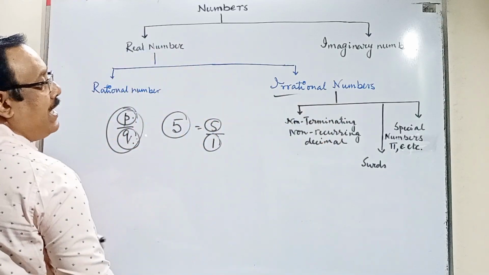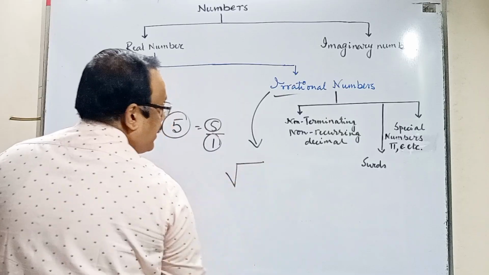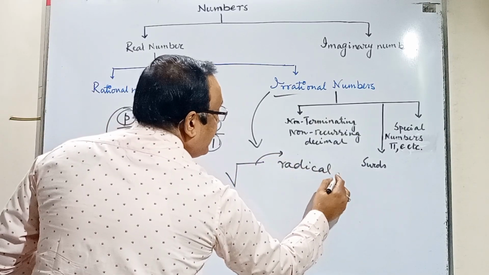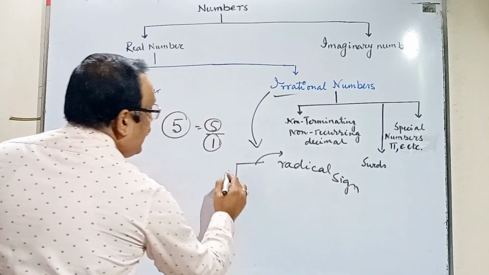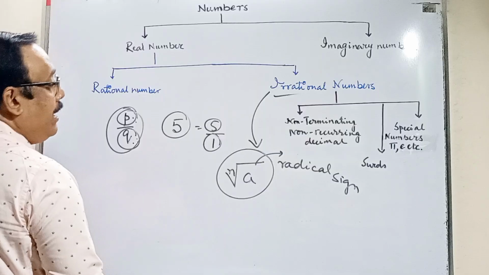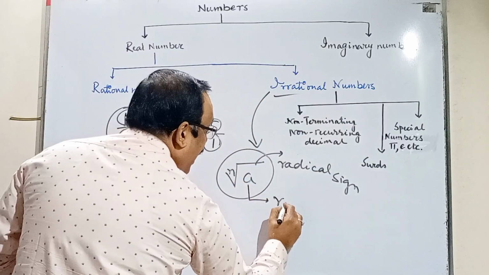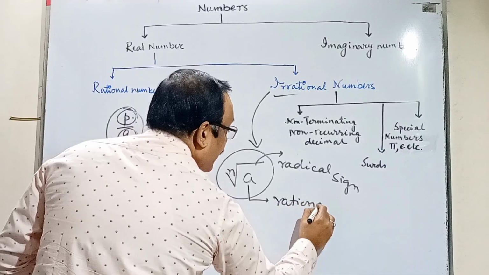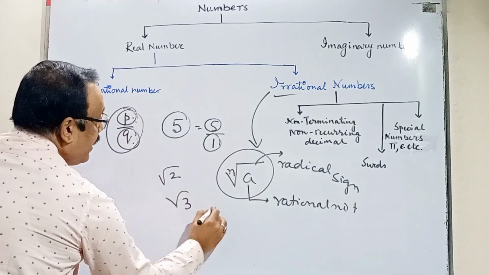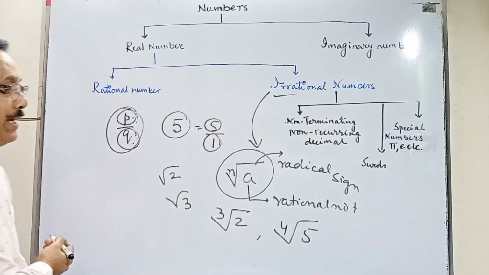Irrational numbers. What are irrational numbers? Irrational numbers are those numbers which are under root. This sign is called the root sign, or the radical sign. So this is the nth root of a. Anything that looks like this, the nth root of a, is called an irrational number, where this a should be a rational number, like root 2, root 3, cube root of 2, fourth root of 5. These are all irrational numbers.